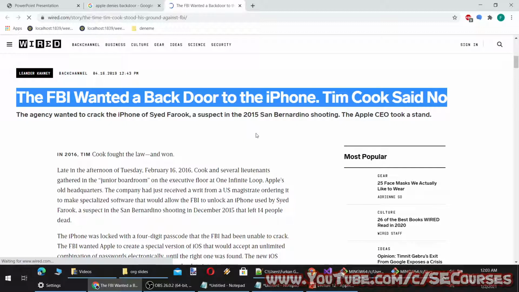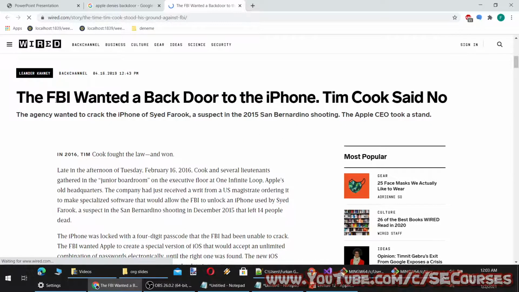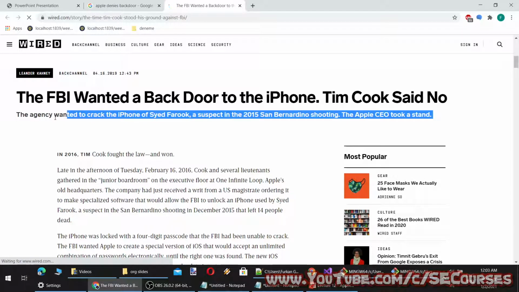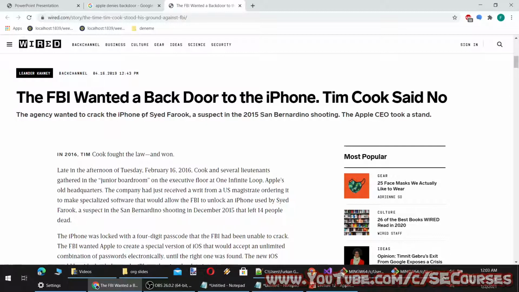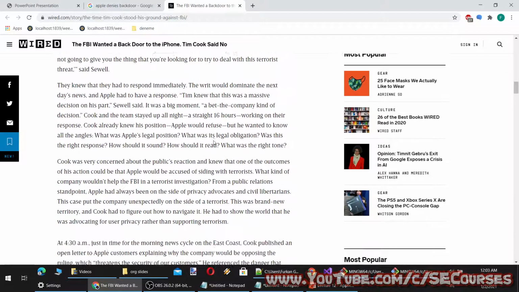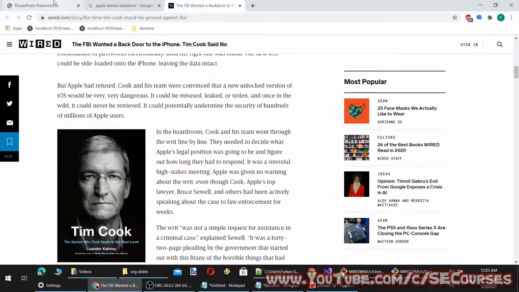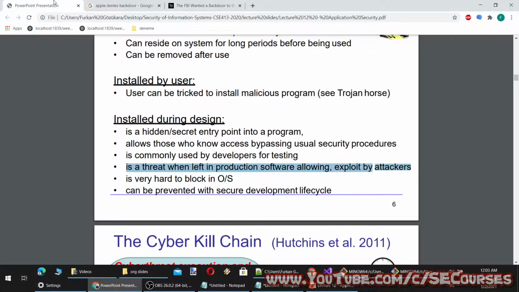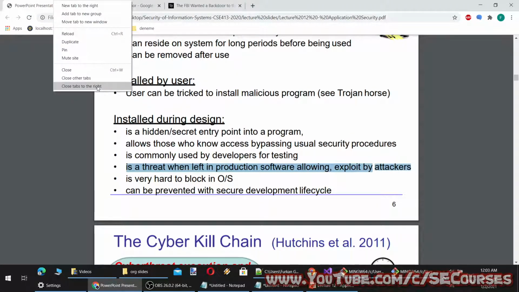The FBI wanted a backdoor to the iPhone. Tim Cook said no. The agency wanted to crack the iPhone of Said Farook, a suspect in the 2015 San Bernardino shooting. The Apple CEO took a stand. You see, putting in a backdoor will make everyone more vulnerable and may cause other problems.